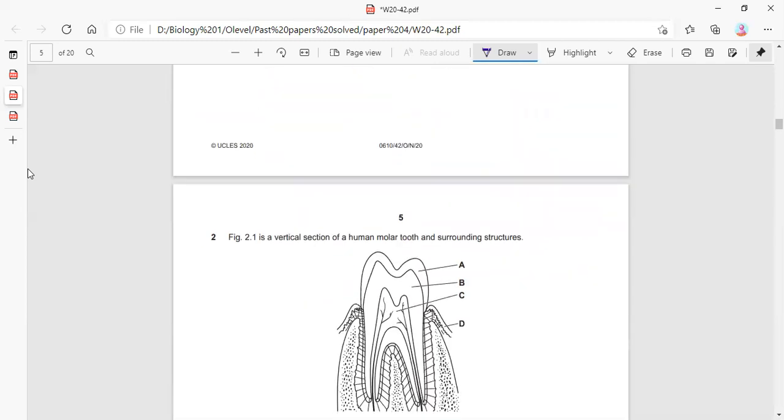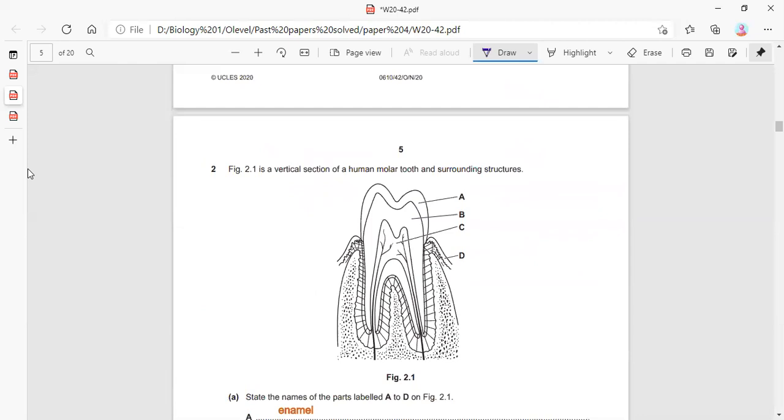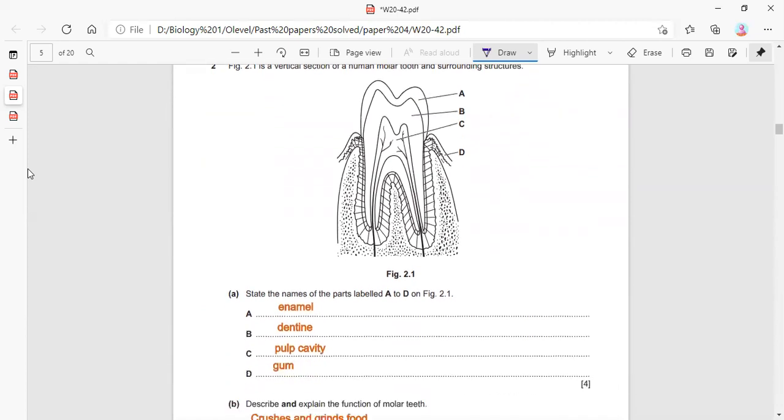طيب نيجي لquestion 2. State the names of the part A, B, C, and D. A اللي هي اللاير اللي بره خالص is the enamel. It is the outer whitish layer. And then under it we have the dentine. And then in the middle we have the pulp cavity which contains the nerves and the blood vessels. طب مين D؟ D اللي هي الجمز اللي هي اللثة. The pink part in your mouth.